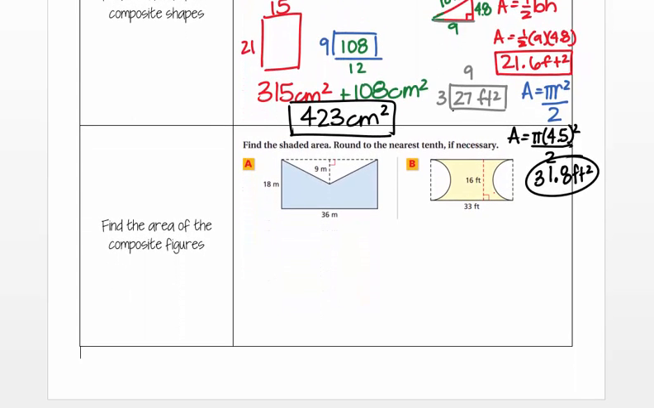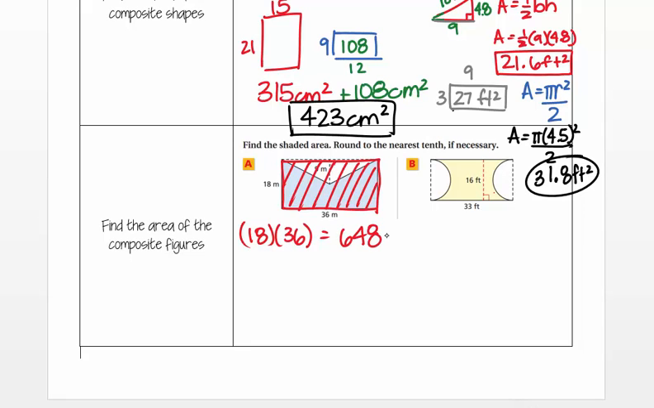Now these guys are a little different, but not too much, and the only difference is instead of adding some areas together, we're going to subtract some areas. So if we take a look at this first one, we'll start off nice and easy. If I just gave you this rectangle here, you should be able to tell me the area by just multiplying base times height. So 18 times 36 will be the area of this entire red shape right here. So 18 times 36 gives you 648.